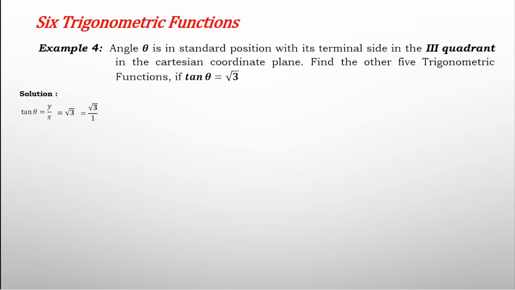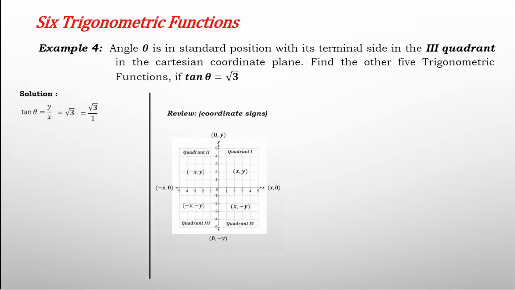But take note that the terminal side of the angle theta lies in the third quadrant. If we recall, the x and the y in the third quadrant are negative. So that means x is negative and y is negative. Originally, the tangent theta in the third quadrant is negative square root of 3 over negative 1. So we are going to let x be negative 1 and y be equal to negative square root of 3, and we are going to solve for the r.